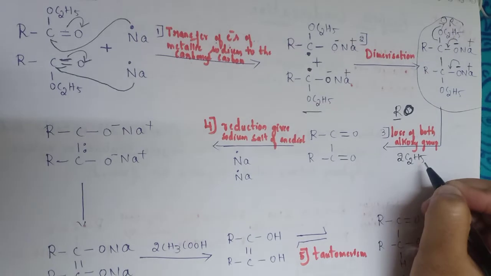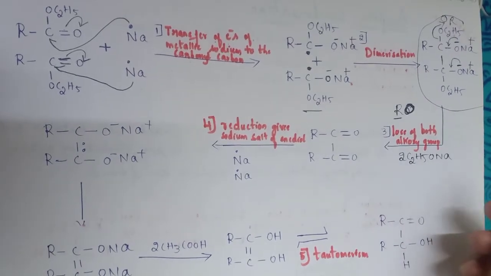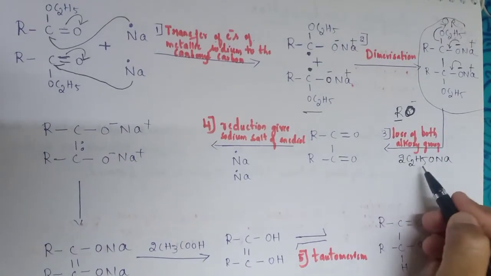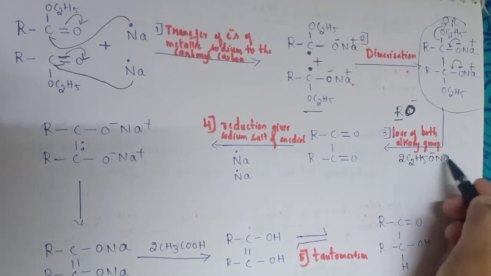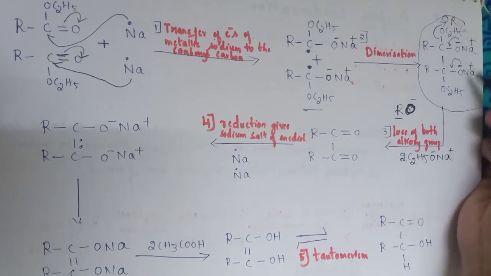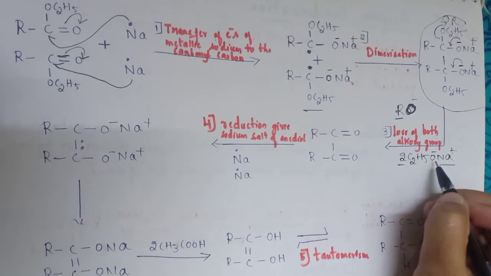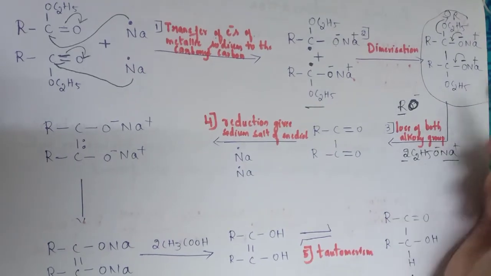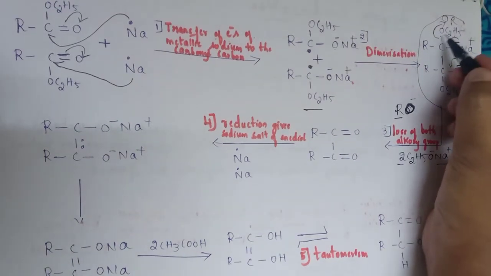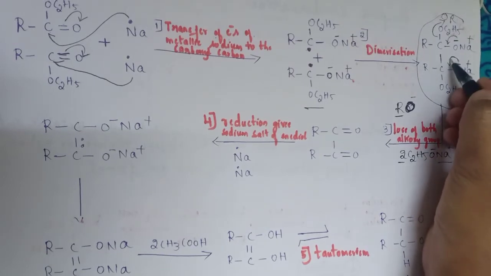2C2H5ONa group. Alkoxy means RO minus, so here C2H5O minus, and I have added Na plus. Here is an Na and here is an Na, so it will become 2Na and 2C2H5O minus. So here both the alkoxy groups get eliminated. So here OC2H5, OC2H5 and Na plus, and this negative charge is converted into a bond.